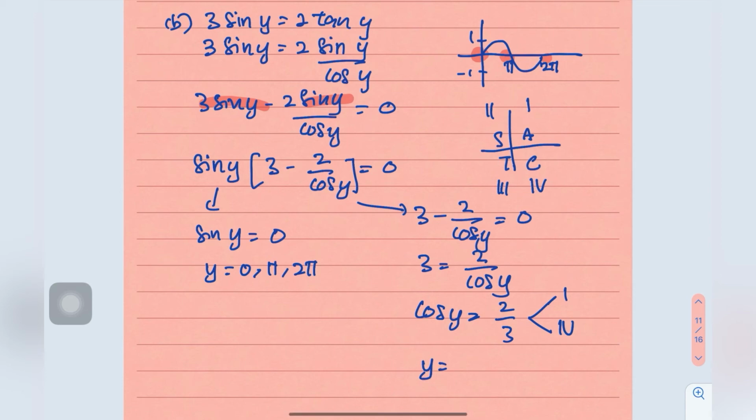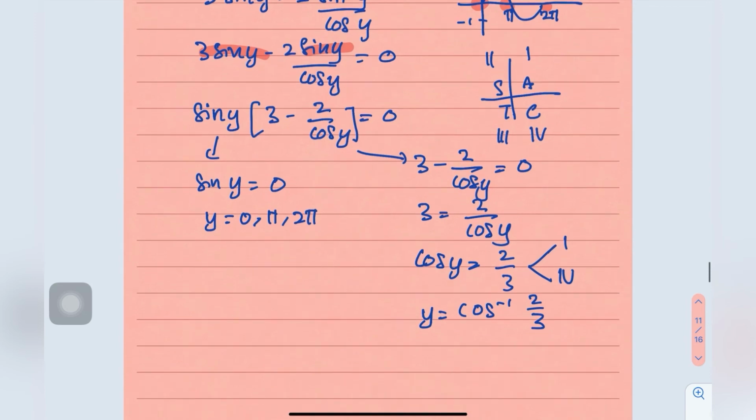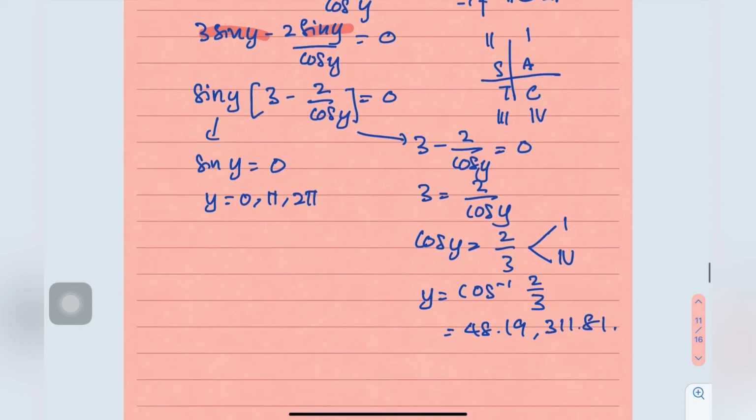So y equals shift cos, inverse cos of 2 over 3, which is 48.19. So this one is 48.19. Then in quadrant 4, 360 minus 48.19 is 311.81. Okay, so then we conclude.